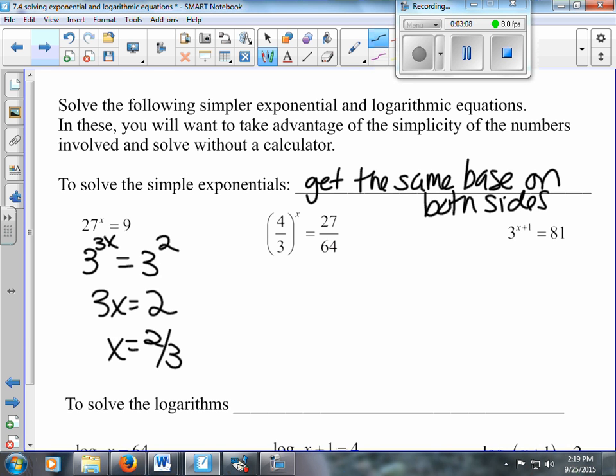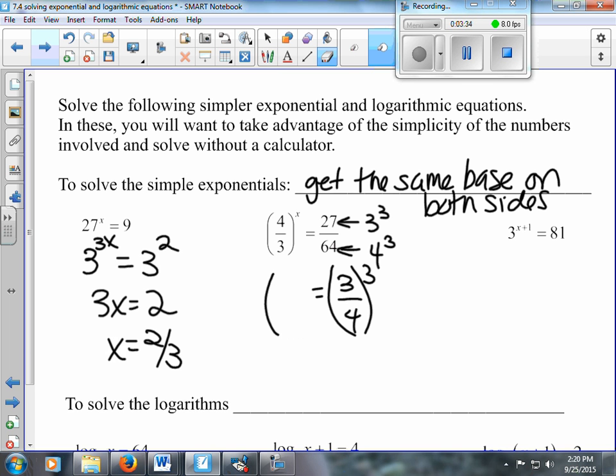And the next one, my common base, is going to be a 3 and a 4. So hold on, this 27, that's 3 cubed, and 64 is 4 cubed. And so if you think about 27 over 64, that's really 3/4 to the 3rd. Now over here I have 4/3 to the x, but I could reciprocate the 4/3 and make it 3/4 as long as I put a negative in the exponent with the x, because a negative exponent does a reciprocal. And so now when you match these up, negative x is 3, so x is negative 3.